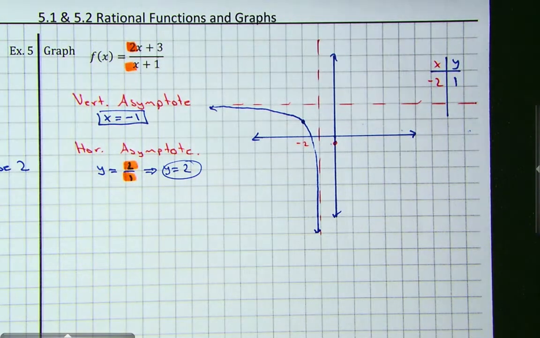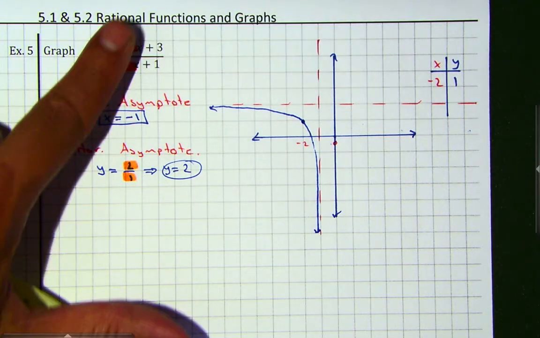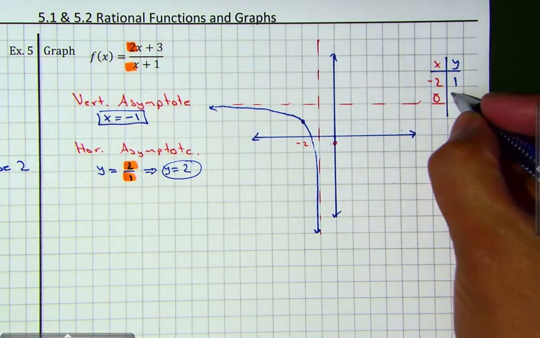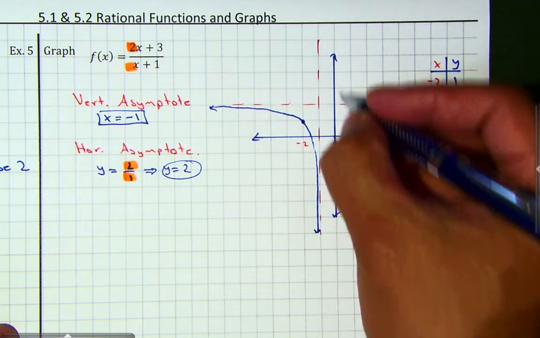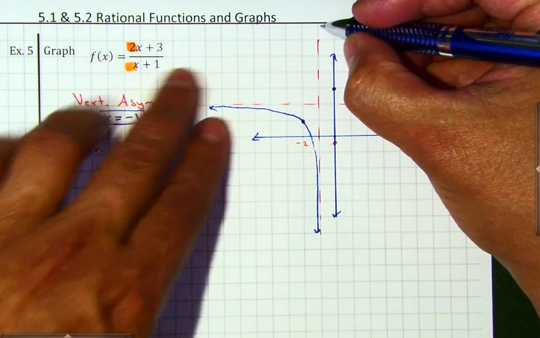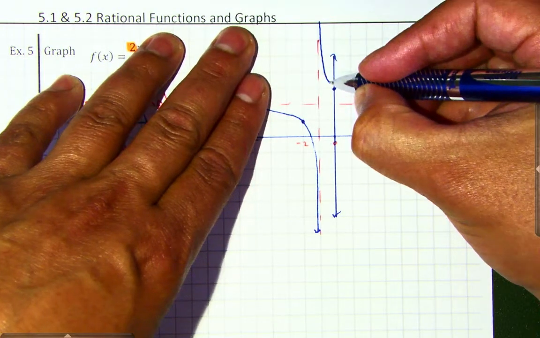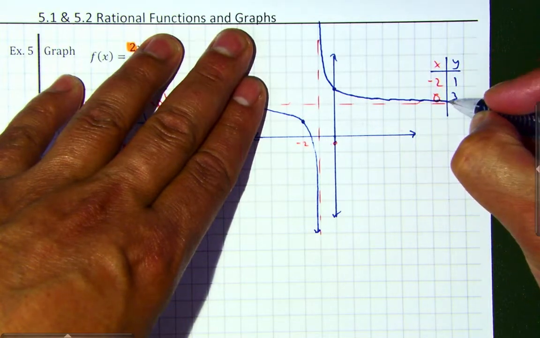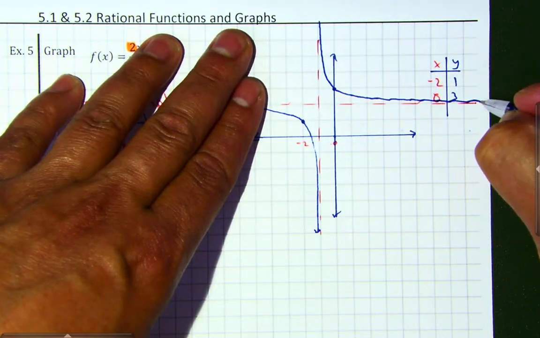And now I'm going to plug in a 0. Plug in a 0 gives me 3. 0, and that gives me 3. Close it, but not touch it. Perfect.